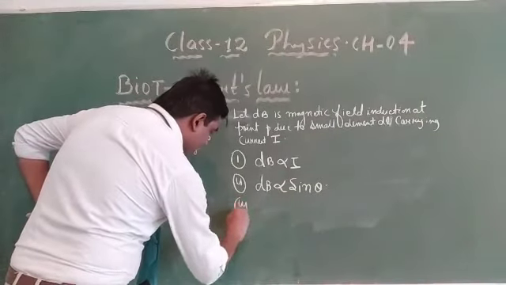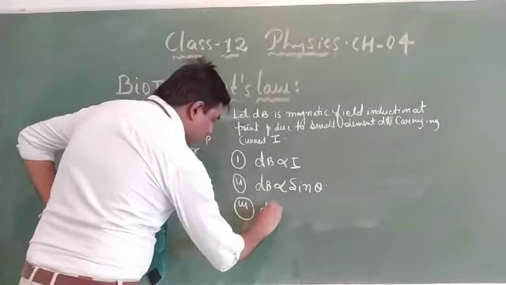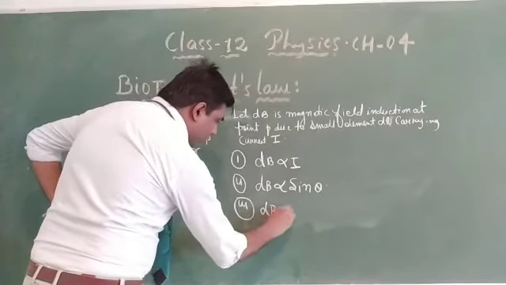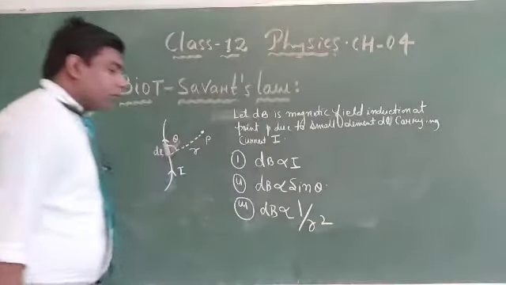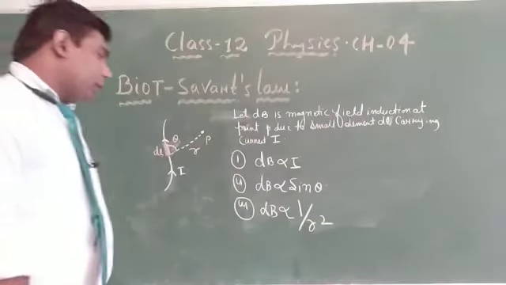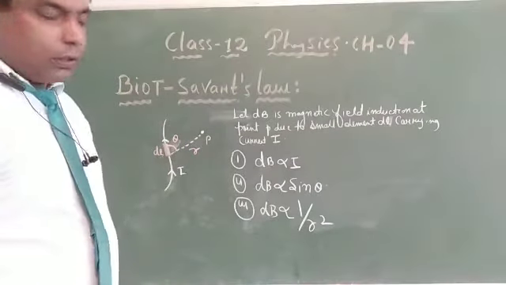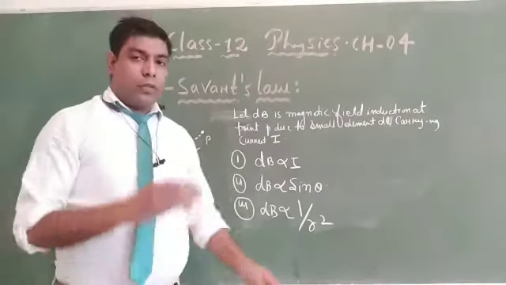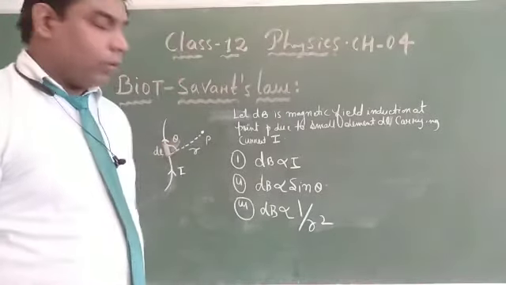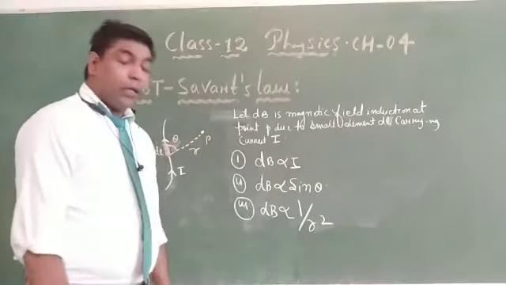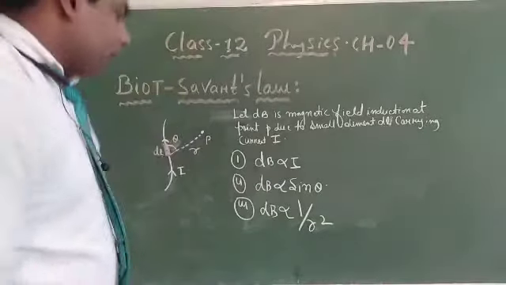Third, dB is inversely proportional to the square of the distance. It means the strength of the magnetic field is inversely proportional to the square of the distance. That is, as you go further away, the strength of the magnetic field will go on decreasing in proportion to the square of the distance.